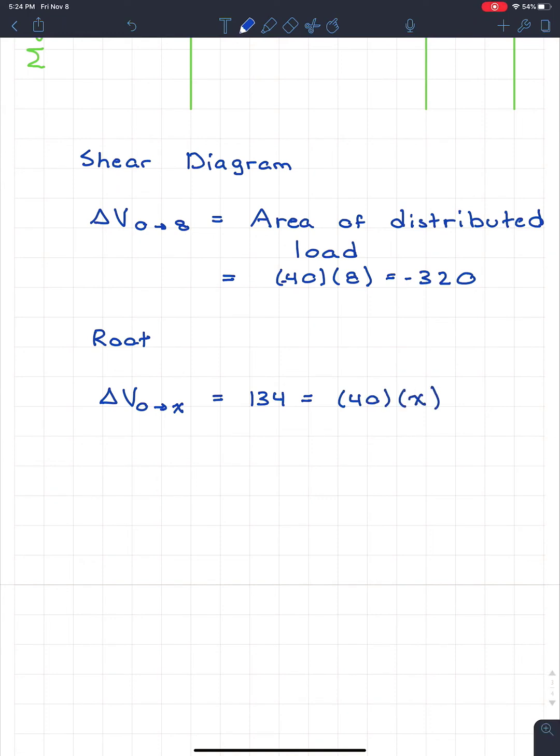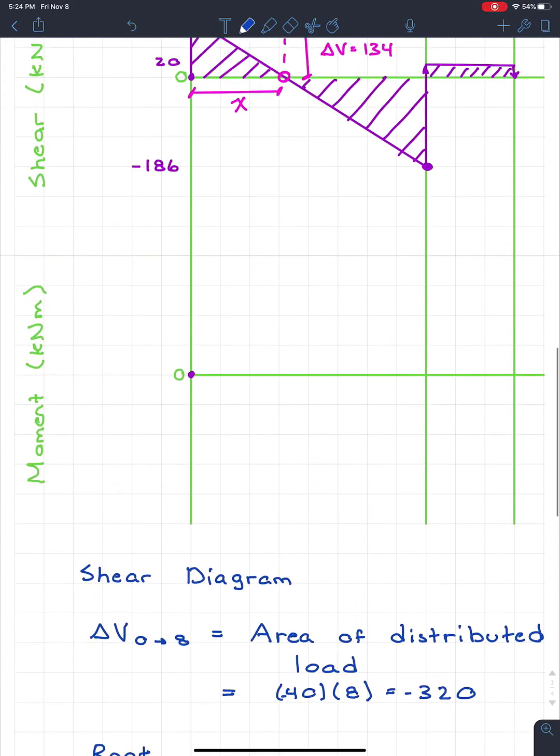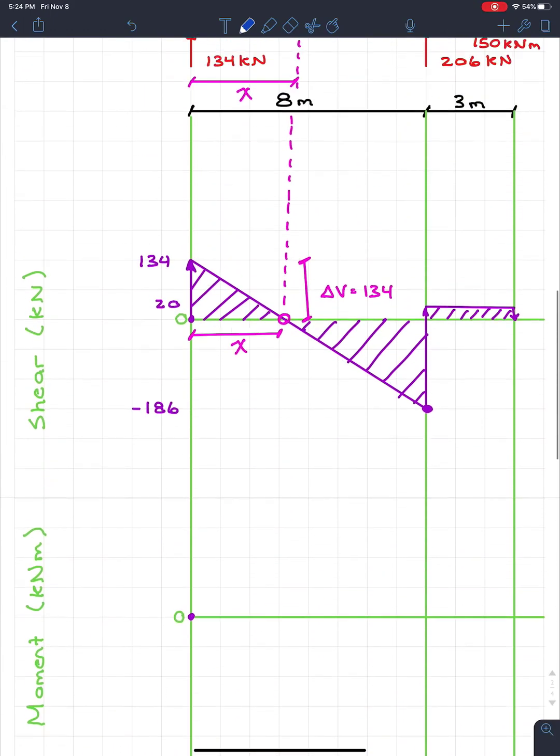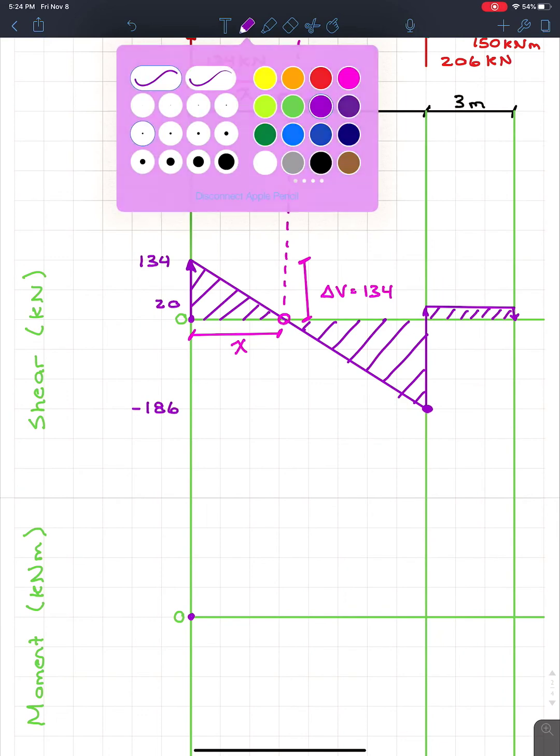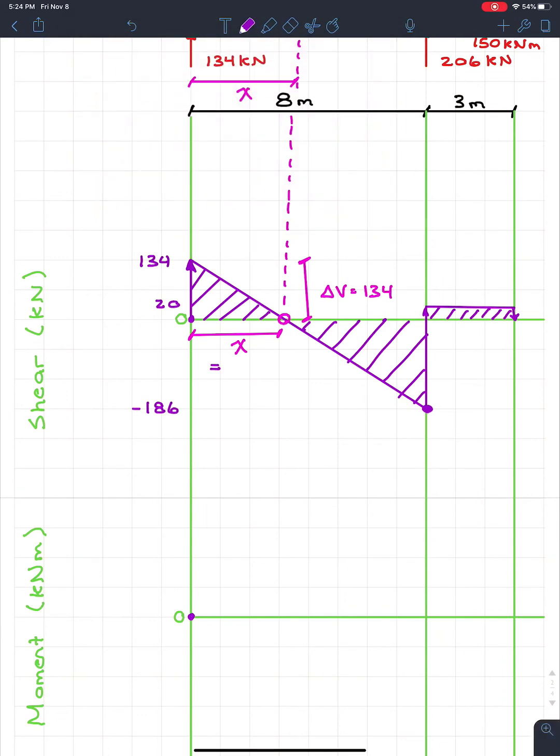So we can actually solve this equation for x and find out that x is equal to, I'm just going to grab my calculator, 3.35 meters. 3.35 meters. So I can come up here, and on my diagram, and this is going to be very, very important, guys, is that you guys need to say, oh, I'm going to draw this in purple, that this point right here, x, is equal to 3.35 meters.